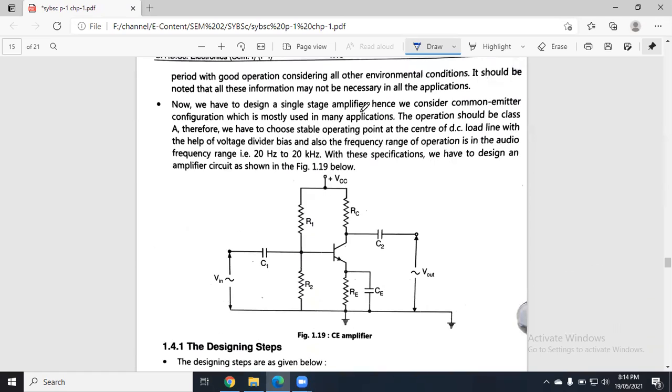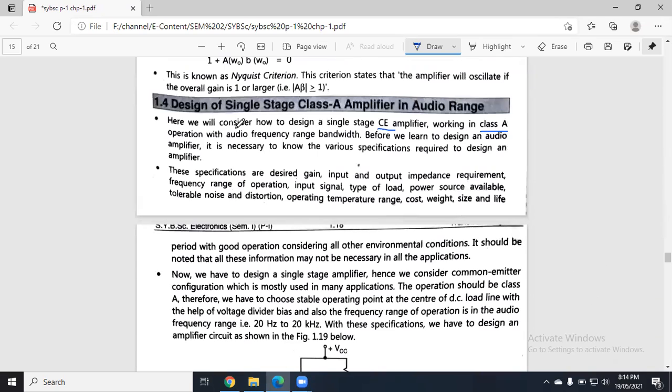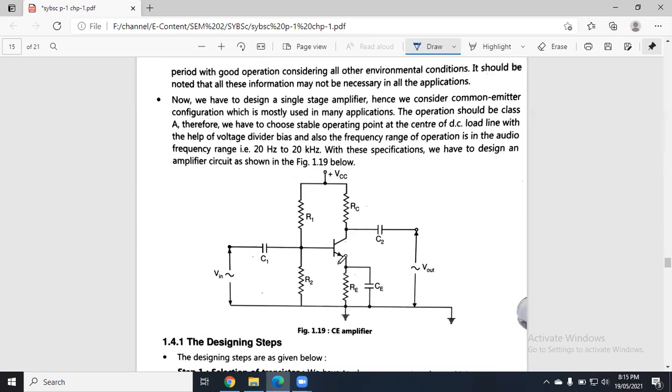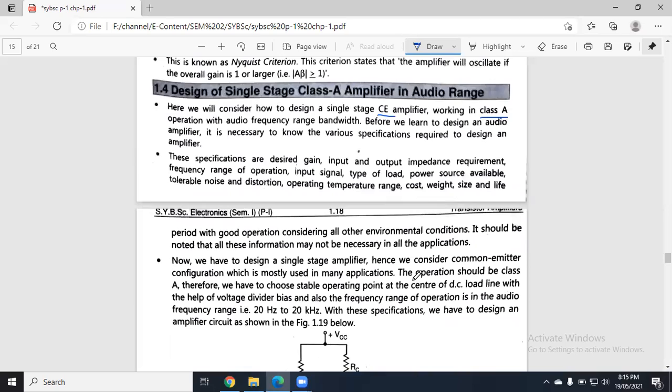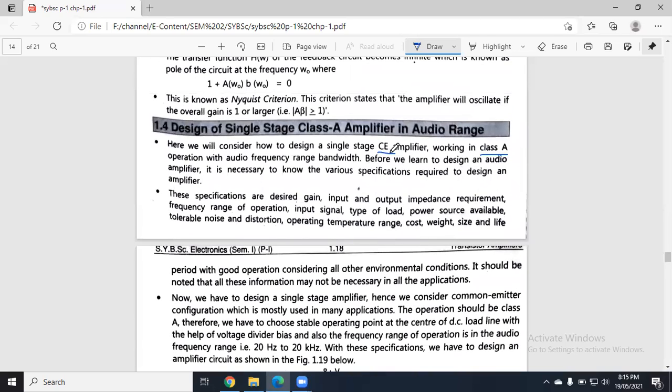After that, now we have to design a single stage amplifier, a single stage class A amplifier. Now what is single stage? There will be only a single transistor to which we are applying biasing at the input. Here there is a supply and we are going to get the output. So this is single stage. Single stage means only a single transistor and its biasing circuit and all these things. So we need to consider common emitter configuration because it is already given in the first paragraph. So we need to design a CE amplifier, common emitter.